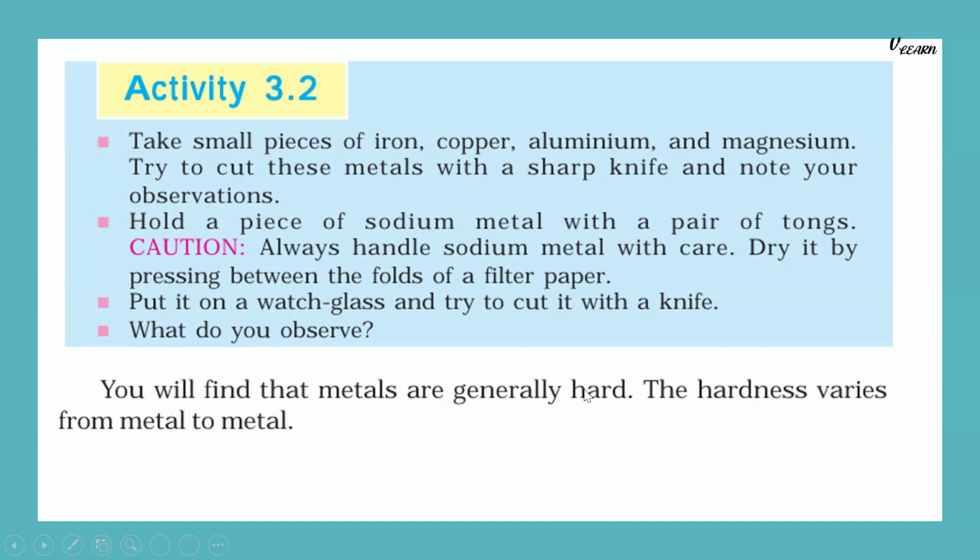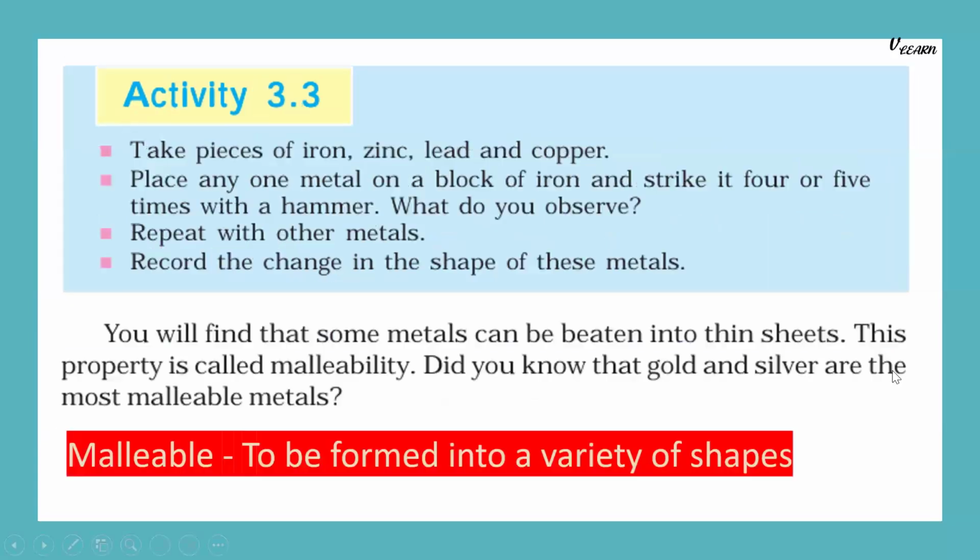Okay. So you will find that metals are generally hard. The hardness varies from metal to metal. Iron is the strongest and hardest metal, and sodium is the softest metal. So from activity 3.1, we come to know that metals are lustrous in nature, and from activity 3.2, we know that metals are generally hard.